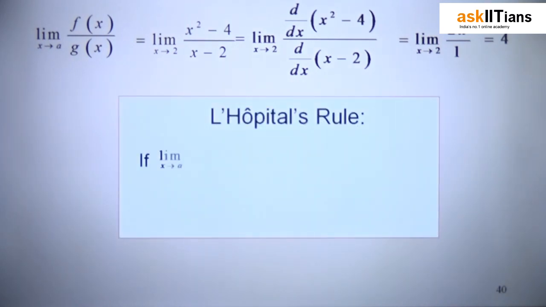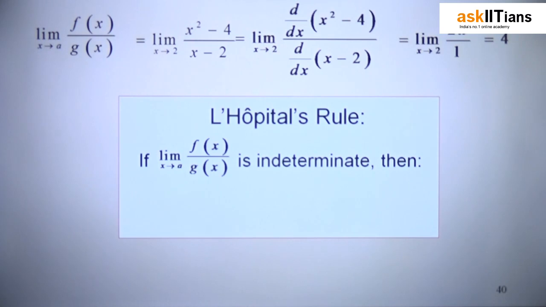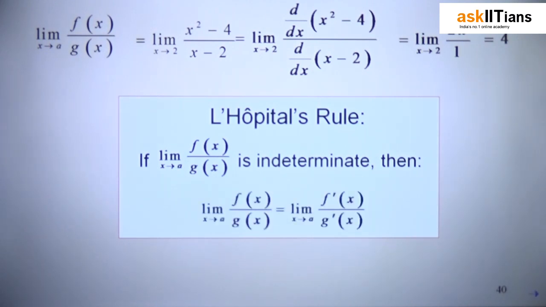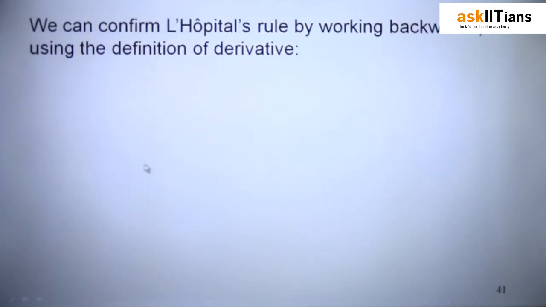So now we can make a standard definition out of it, and that is: if f(x) upon g(x) is a rational function, and we have to find the value of the limit when x tends towards a, and this value is indeterminate, then the limit of this function will be equal to the limit of f'(x) upon g'(x) when x is tending towards a. This is a standard definition in mathematics as far as L'Hopital's rule is concerned.